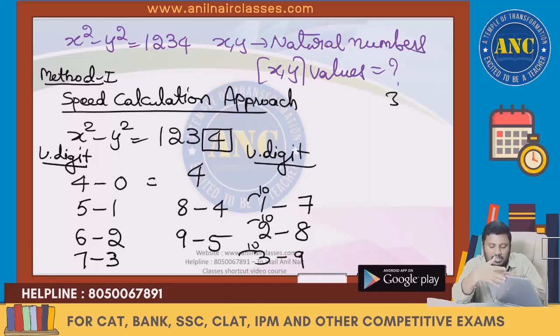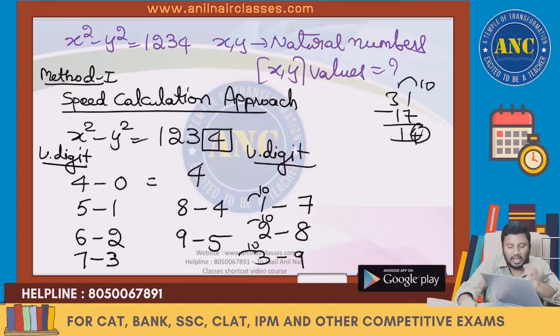Suppose this is an example: 31 minus 17, with 10 carried, will give 4. 4 can be obtained if I subtract 7 from 1, where the 1 will carry 10 from the tens place. These are all the possible cases. Am I right? 4 minus 0, 4. 5 minus 1, 4. 6 minus 2, 4. 7 minus 3, 4. 8 minus 4, 4. 9 minus 5, 4. 11 minus 7, 4. 12 minus 8, 4. 13 minus 9, 4.